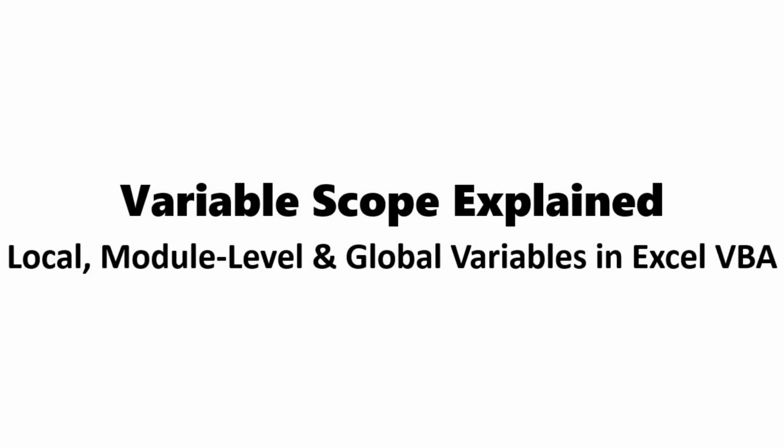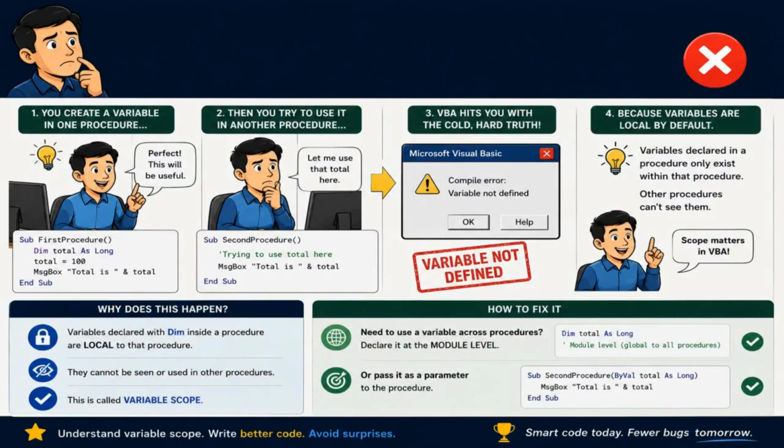Variable scope explained, local variables, module level variables, and global variables in Excel VBA. Have you ever created a variable in one procedure and then tried to use it somewhere else, only to discover VBA says it doesn't exist? Or maybe you've wondered why does one variable work in one user form but not in another? Also, why does VBA seem to forget certain values?